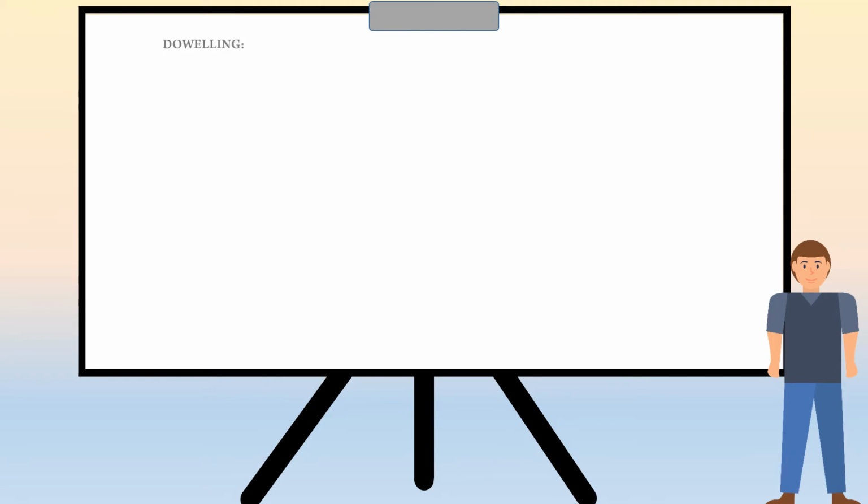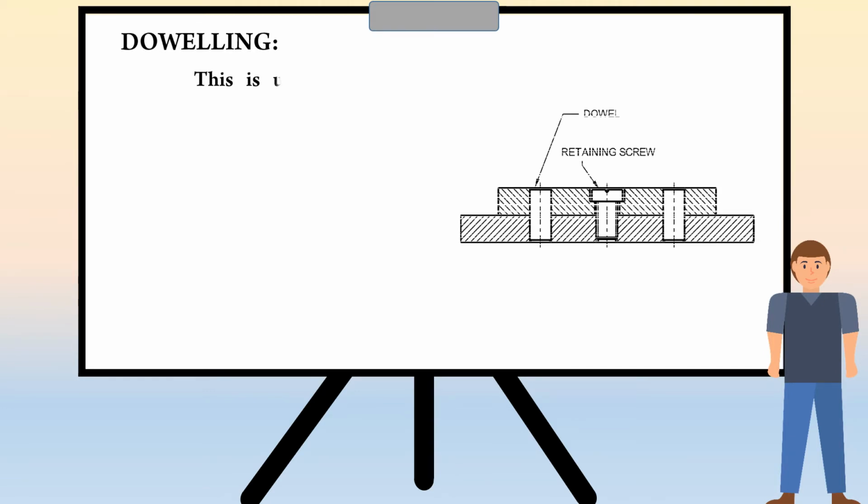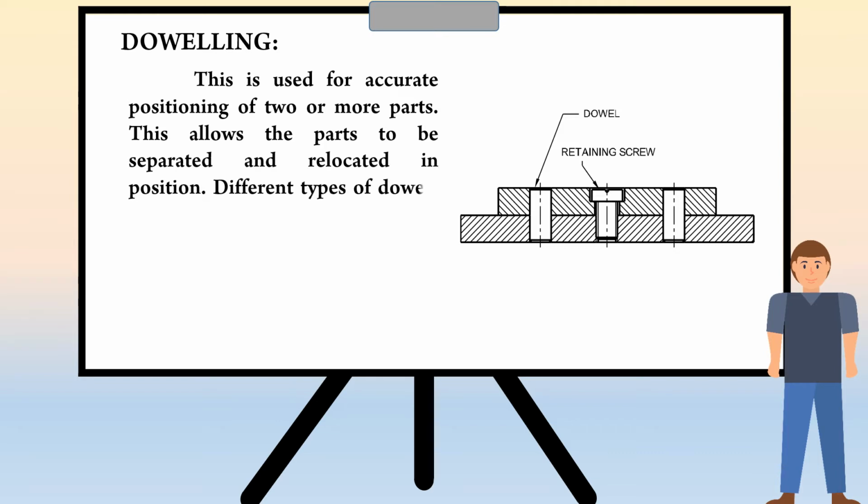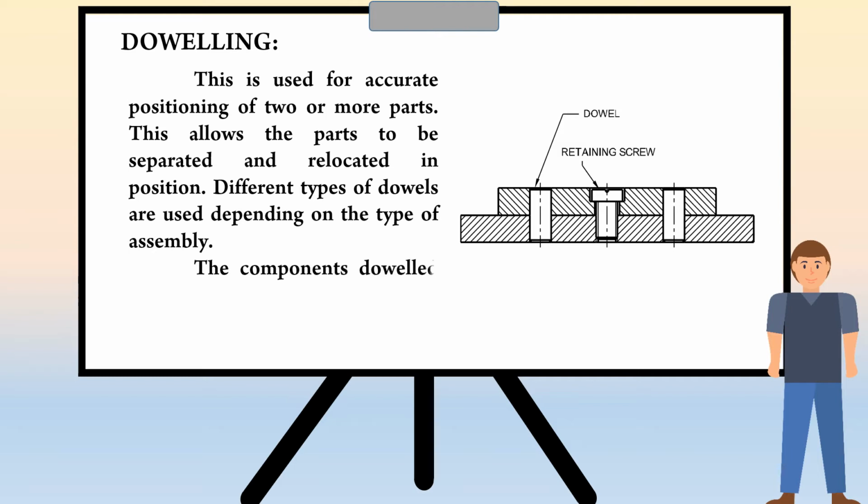First, doveling. This is used for accurate positioning of two or more parts. This allows the parts to be separated and relocated in position. Different types of dowels are used depending on the type of assembly. The components doweled are always fixed with retaining screws in the assembly.